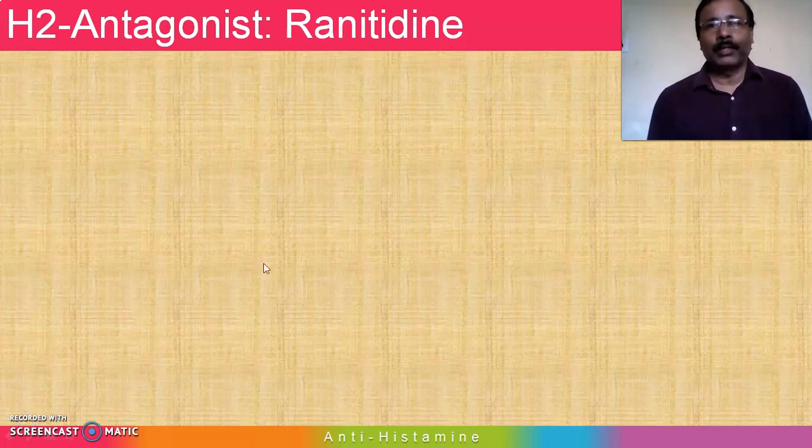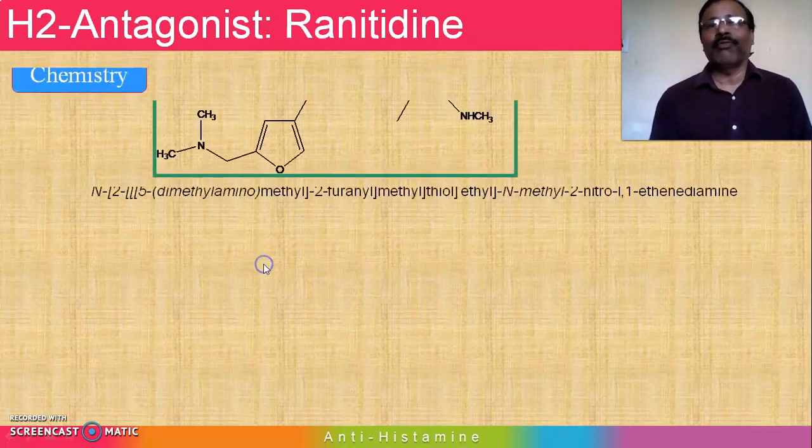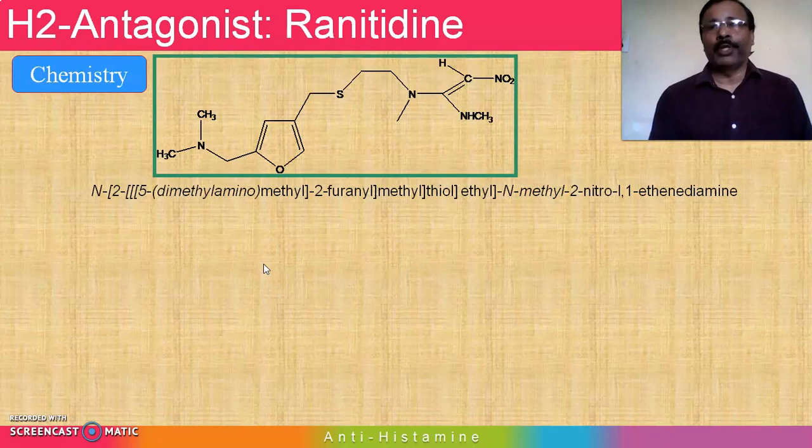This is the last drug in the H2 antagonists, that is ranitidine. This is the general structure of ranitidine, and the IUPAC nomenclature is given below the structure. It is an ethylene diamine derivative.